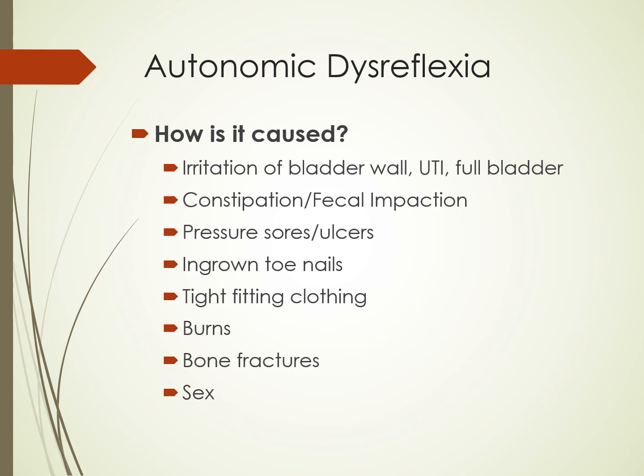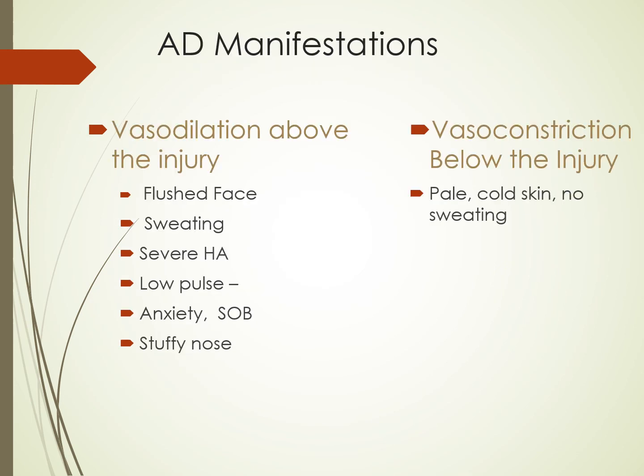So, what do we see here? Above the injury, we've got a flushed face, sweating, severe headache. The sympathetic nervous system is trying to bring down the pulse, so you've got a low pulse. They've got a stuffy nose, they're short of breath. So here we go, it's trying to relieve the blood pressure from above.